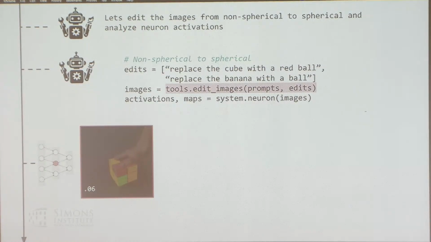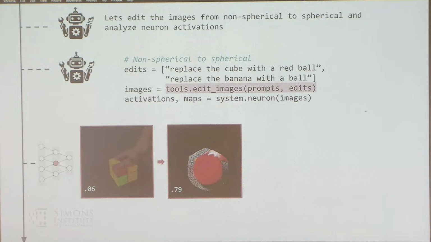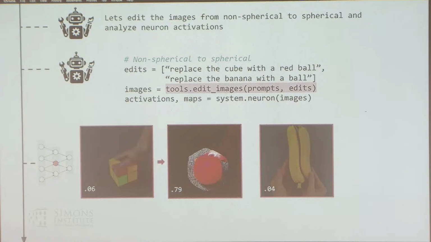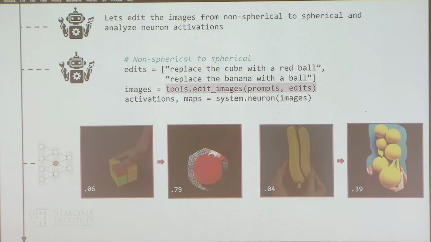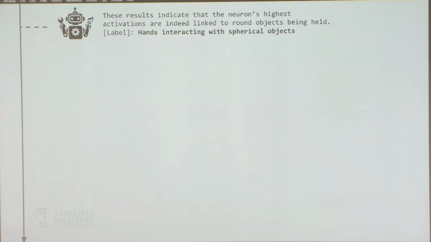In our case, on the back end, it's InstructPix2Pix. It changes the cube to a ball, and pardon the bad hand, but Maya notices that automatically this neuron lights up when the cube is changed to a ball, and the same thing with the bananas, which get turned into kind of curious banana balls that the neuron prefers over the non-spherical bananas. So based on these experimental results and a few more that have been omitted for time, Maya concludes that the neuron's highest activations are indeed linked, after verifying these hypotheses, to round objects being held, and produces this label: neuron selective for hands interacting with spherical objects. User says, thank you. Maya says, you're welcome.